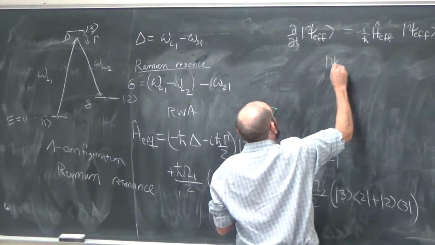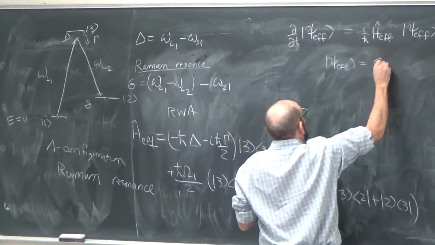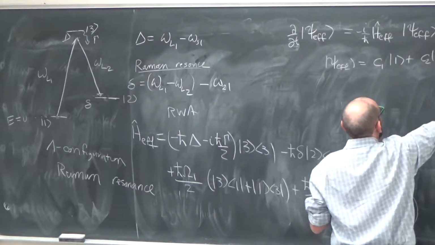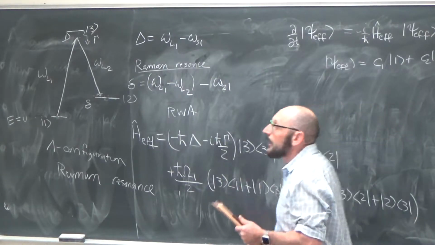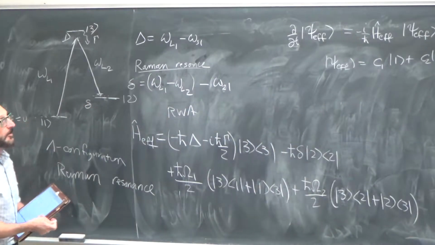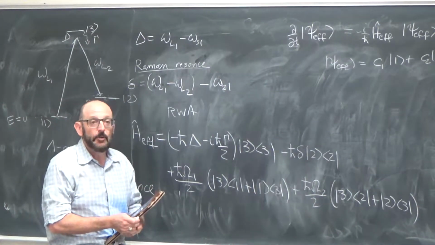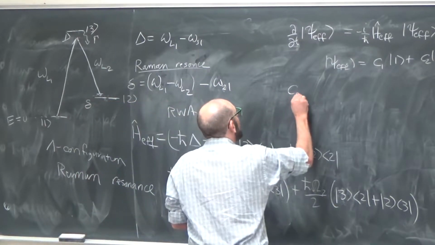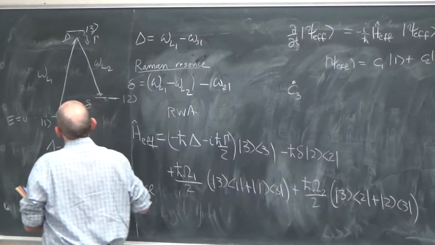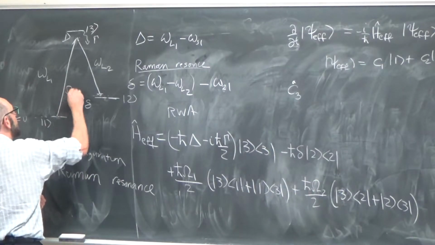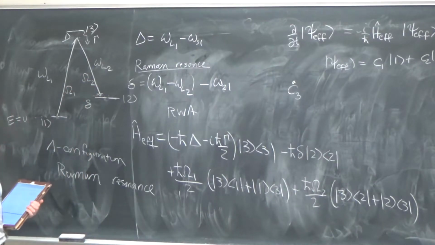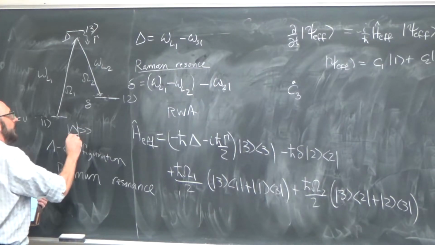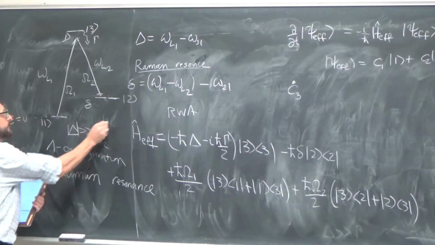My H effective has some amount in level 1, some amount in level 2, and some amount in level 3. So now I can write down differential equations for each of the probability amplitudes based on that equation, as we've done before. In particular, we're going to assume there's a Rabi frequency associated with this laser and a Rabi frequency associated with that laser. And again, we're going to assume that the detuning is much, much bigger than either of these.